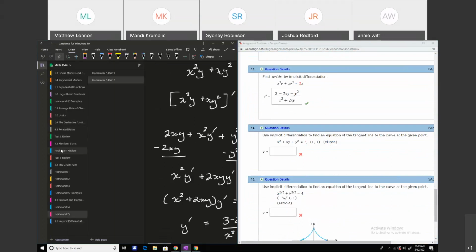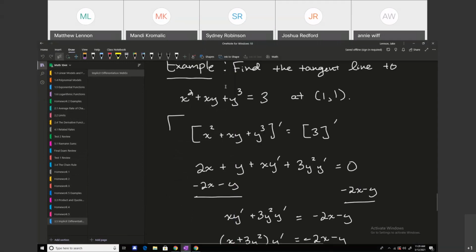If we look, what did we call it? 3.5 implicits at the very end. We did one similar, so this was one of the examples, x squared plus xy plus y cubed, at 1, 1. The problem that they have you doing is x squared plus xy plus y squared equals 3. So it's completely identical except for that.